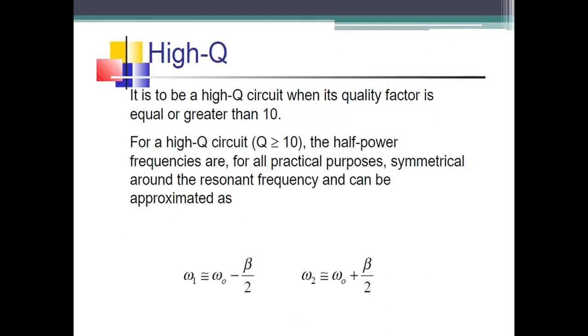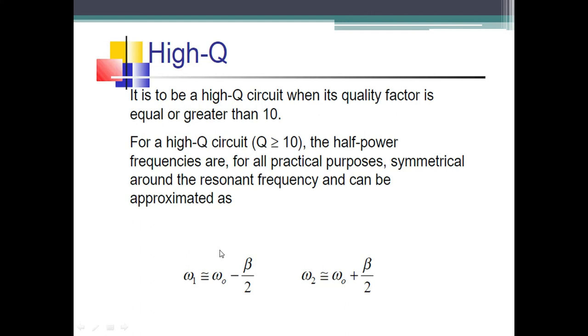When the quality factor is high, it is a high quality factor circuit when Q is equal to or greater than 10. Once the value of the quality factor is greater than 10, only then do we call it a resonance circuit having a high quality factor. For a high quality circuit where Q is greater than 10, the half power frequencies are, for all practical purposes, symmetrical around the resonant frequency and can be approximated.